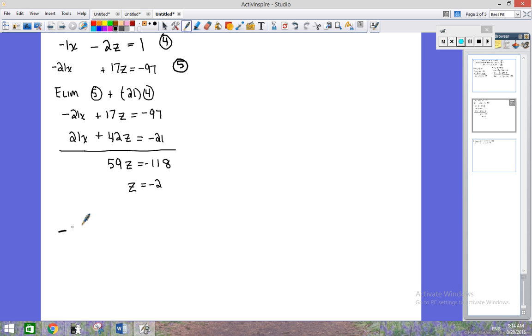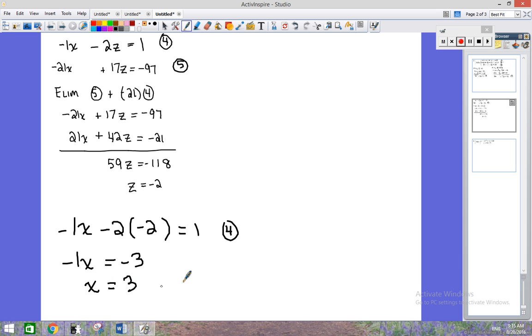If I write down equation 4, I've got negative 1x minus 2z, but I'm going to replace z with a negative 2, and that was from equation 4. Now I have one equation and one unknown, and I can solve for that. Negative times negative is positive, and that's 4. We want to subtract that, and 1 minus 4 is a negative 3. So x is equal to positive 3.